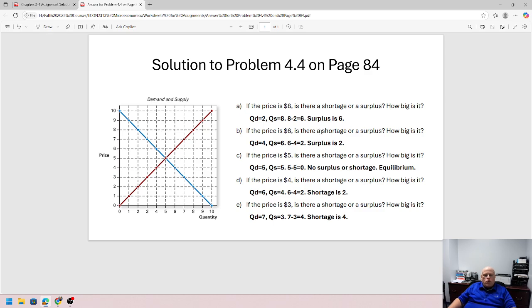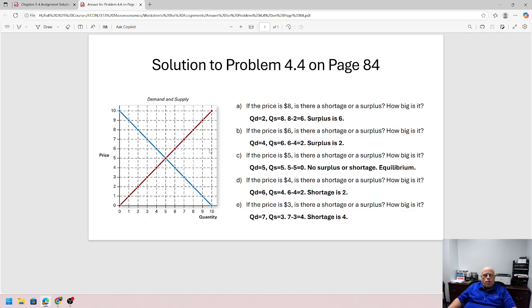Okay, so for the first one, it said if the price is $8, is there a shortage or a surplus, and how big is it? Well, if the price is $8, which is right here, the quantity demanded is 2, and the quantity supplied is 8. So you would take 8 minus 2, which is 6, and since quantity supplied is, in this case, greater than quantity demanded, we will have a surplus of 6.